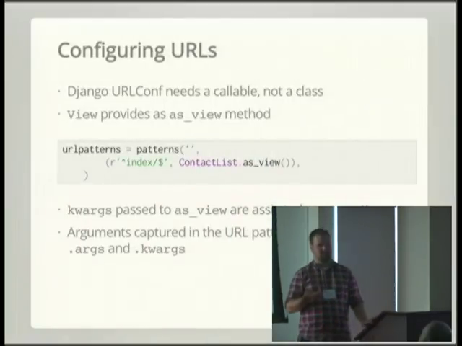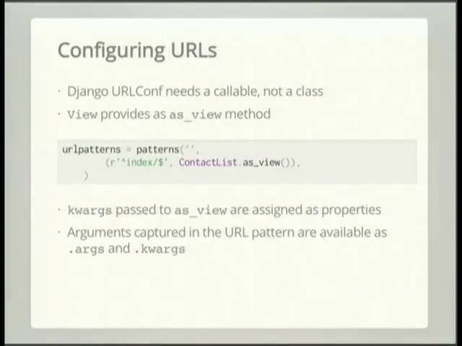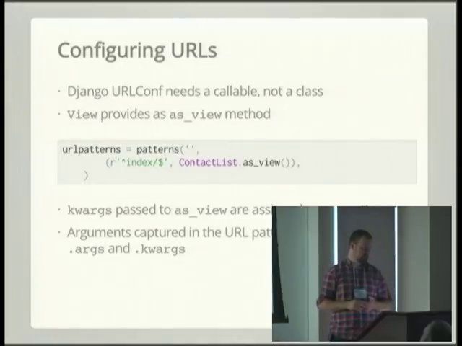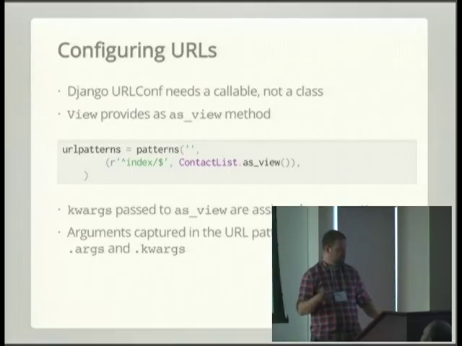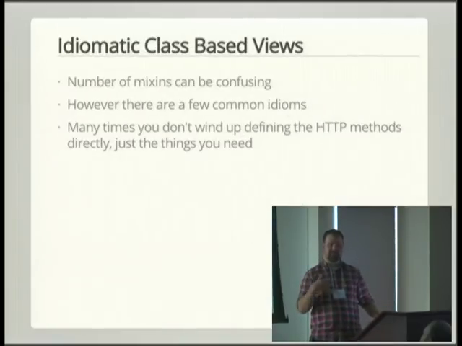If you remember, the URL conf expects that you're going to give it something that can be called with a request and get back a response. So one of the things that feels a little kludgy about class-based views is that you have to call the as view method on them. As view gives you back a callable that will then dispatch things. So there's a slightly different invocation in the URL configuration, and as view ends up putting much stuff onto the class for you. There are a lot of mixed things. They can be confusing, but there are a few idioms that we're going to talk about.